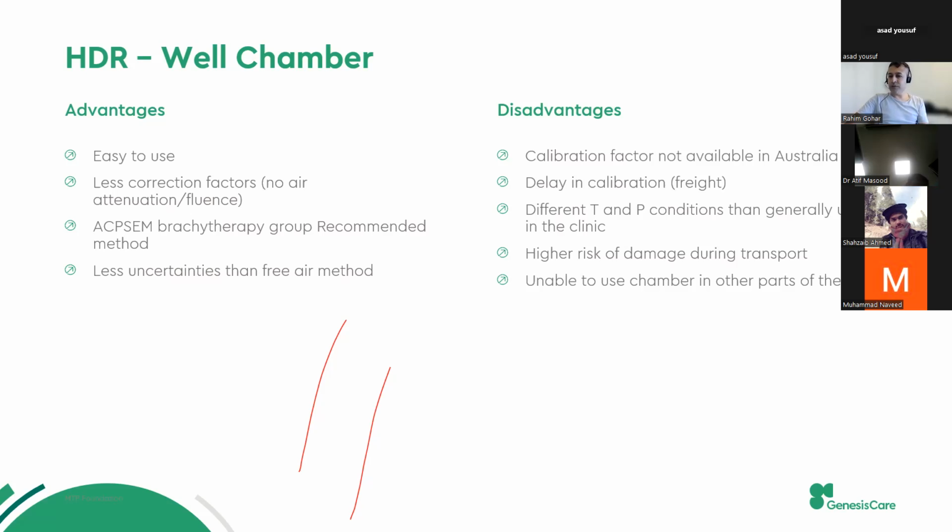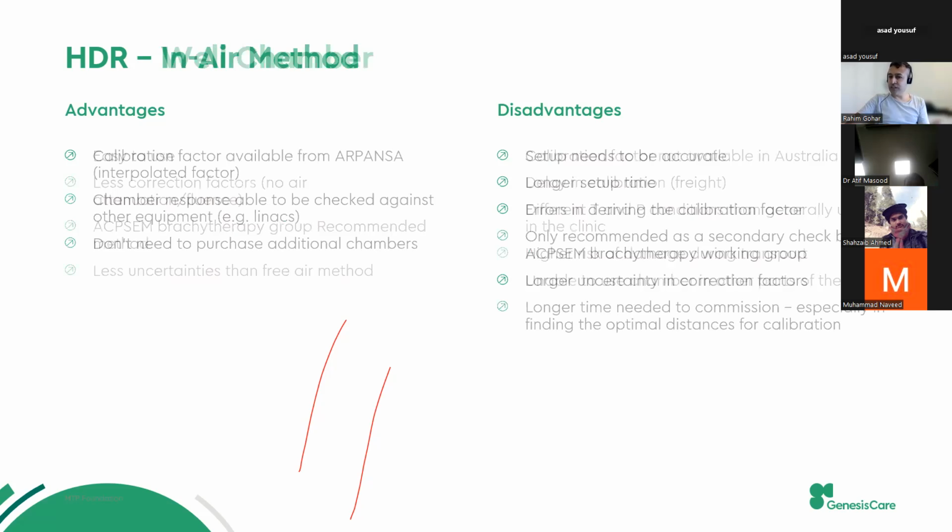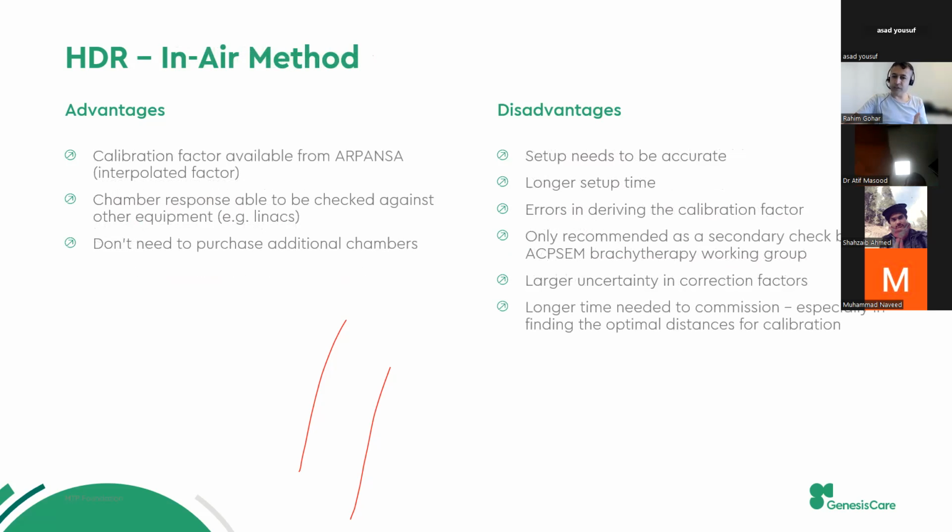If you don't have the well chamber, people can do it using the in-air method as well, using the calibrated Farmer chamber. But the problem with the Farmer chamber is that there is no direct calibration for the Farmer chamber under iridium-192. So they are basically using 60 and 250 kV energy, and they use the interpolation method to get the calibration factor. But the problem with this is that the setup is difficult to achieve.